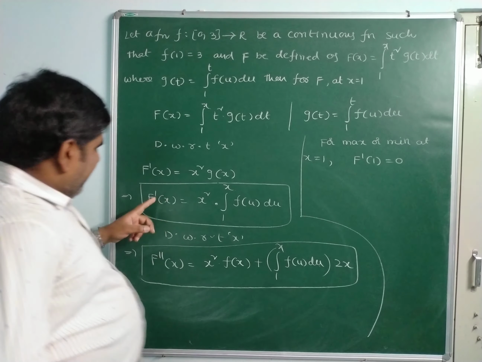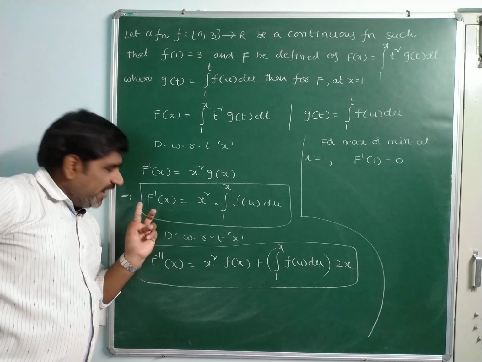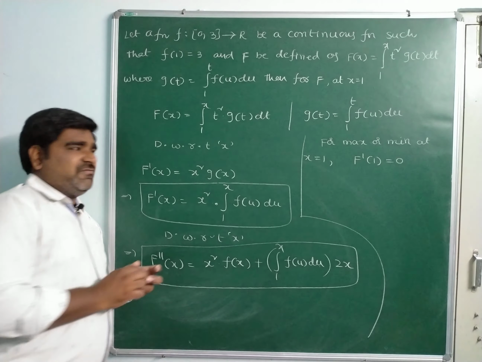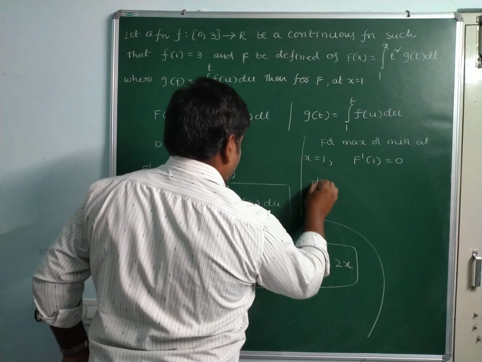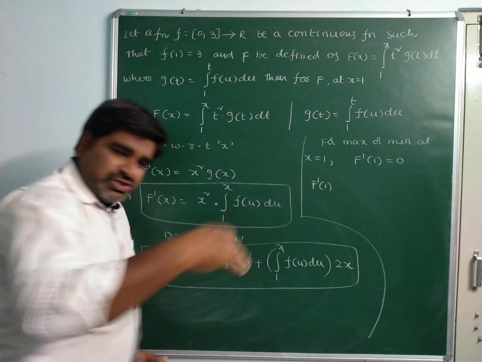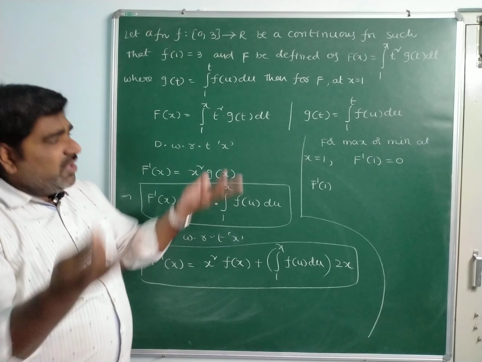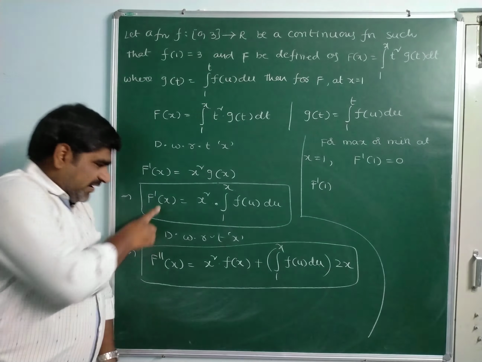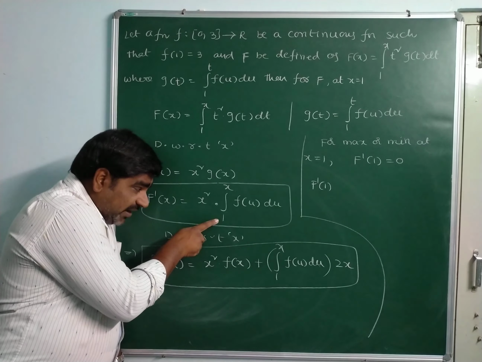Right. So now f dash of x is this one. Calculate f dash of 1. If it is equal to 0, then the function may have either maxima or minima at x equals 1. So in f dash of x, write 1 in the place of x. Here it is integral from 1 to 1.